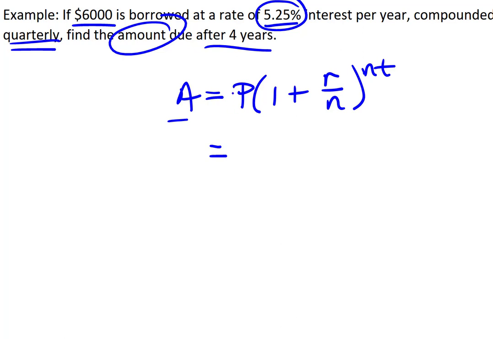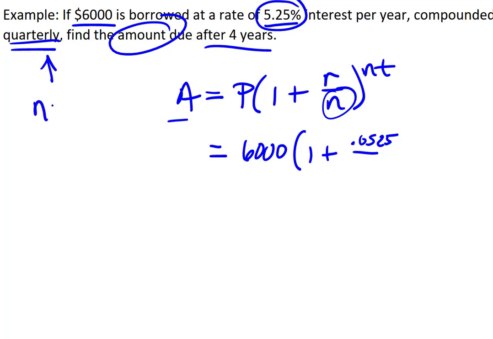First of all, principal, that's your initial or starting amount. And they say if $6,000 is borrowed, so we're going to put 6,000 as our principal. And then inside the parentheses, we'll say 1 plus, and then we have r over n, but remember, we write the rate r as a decimal. So 5.25%, we can turn to a decimal if we move that decimal point in the percentage number 2 values to the left. So we'll say 0.0525, that's really 5.25%.